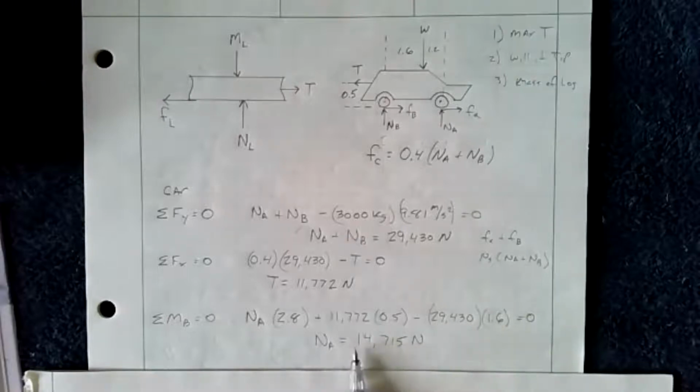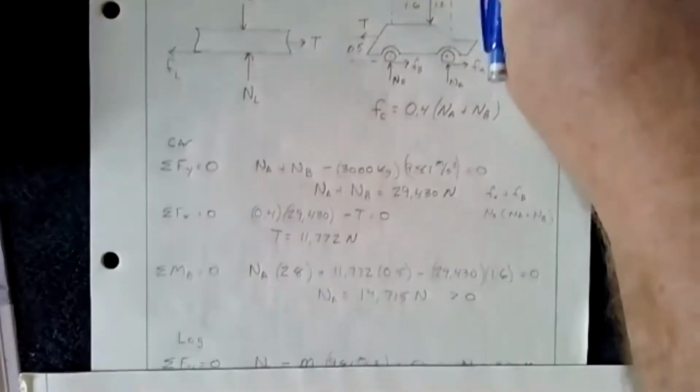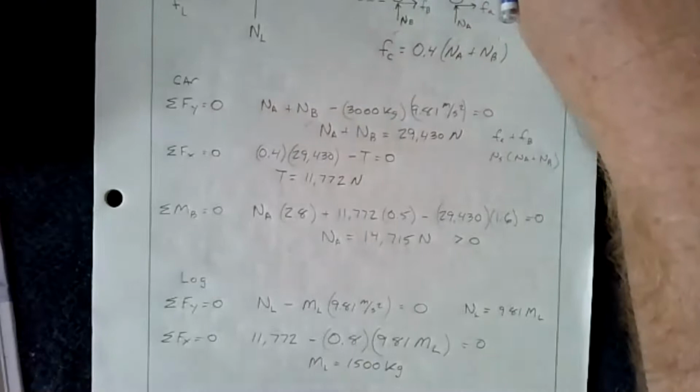And so we solve and we get that equal to that. So that means, since that's greater than 0, that's good. That means that we're not going to wheelie, that tension isn't great enough to make the car wheelie. So now the problem's pretty much done, because now we just look at the log.